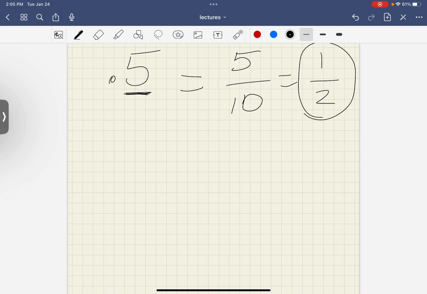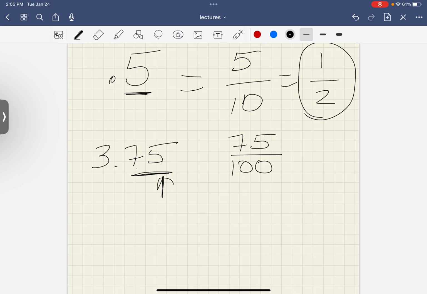The next one says to write 3.75 as a mixed number. Well, I know the 3 is going to be the whole number. I don't have to change that. This is what we're looking at right here. And the 5 is in the hundredths place. So that's 75 over 100.